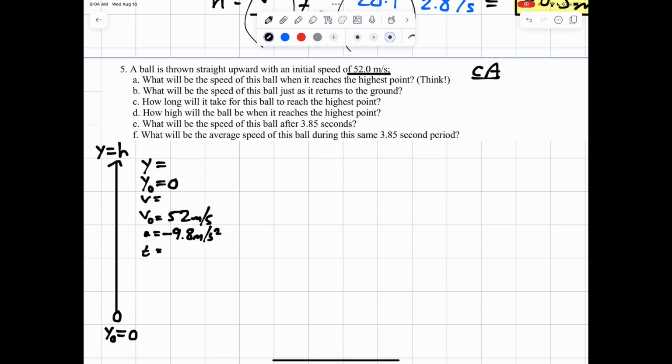Part A, what is the speed of the ball when it reaches the highest point? Part A is more of a conceptual thing. What's the ball going to do as it goes upward? It's going to slow down. What's it going to do at the highest point? It's going to stop, right? So the velocity at the top should be 0.